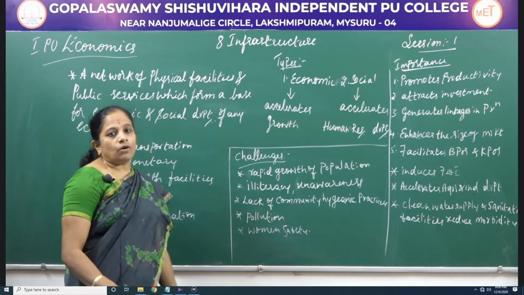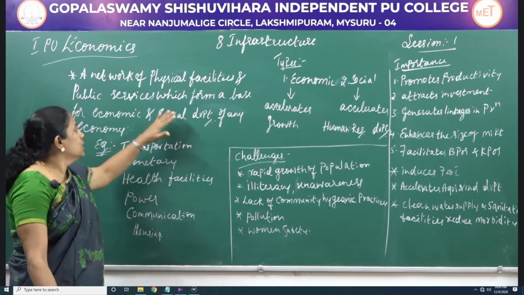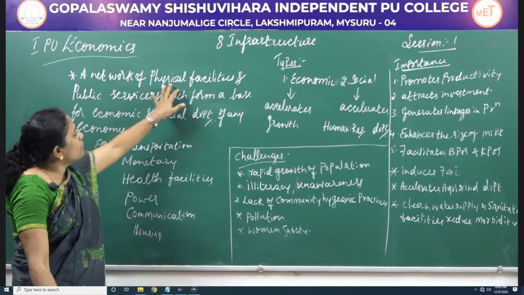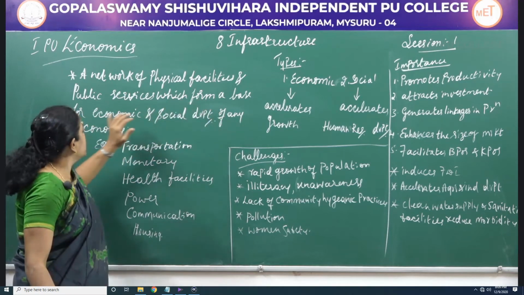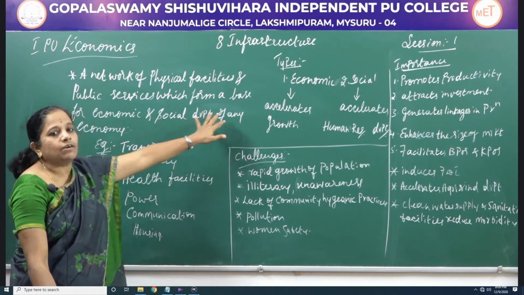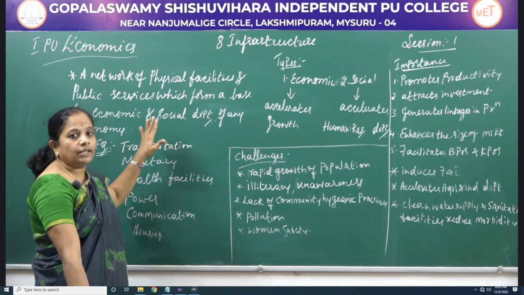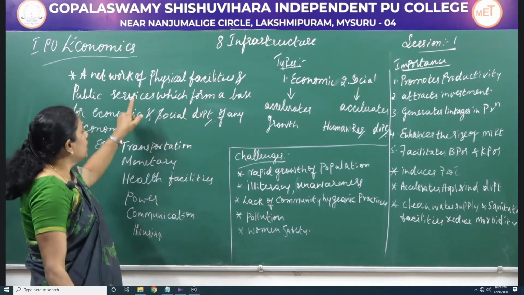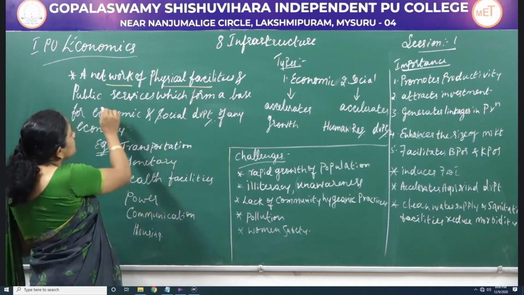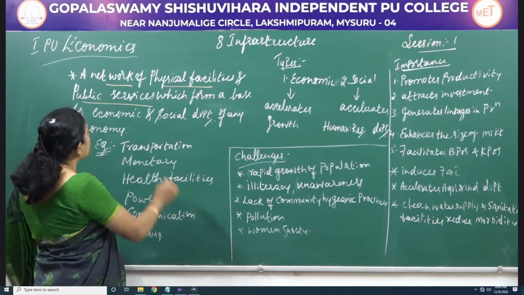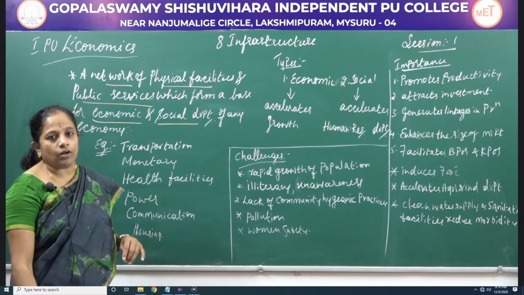So, let us see what infrastructure is. The definition of infrastructure is as follows: it is a network of physical facilities and public services which form a base for economic and social development of any economy. With this definition, you can understand the importance of infrastructure. It uses the words a network of physical facilities and public services which form a base for economic and social development of any economy.